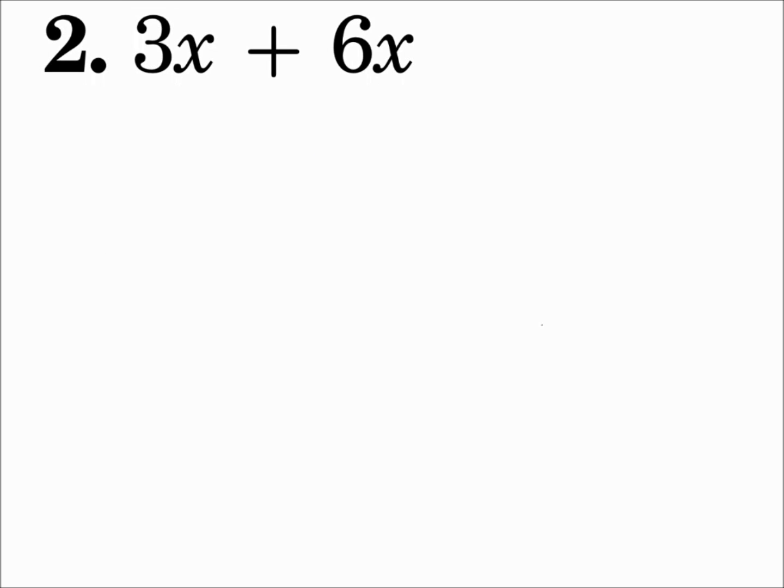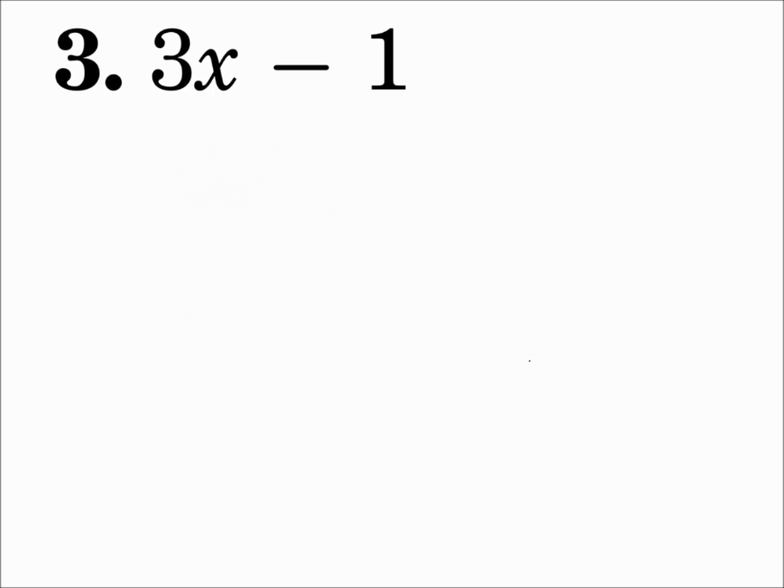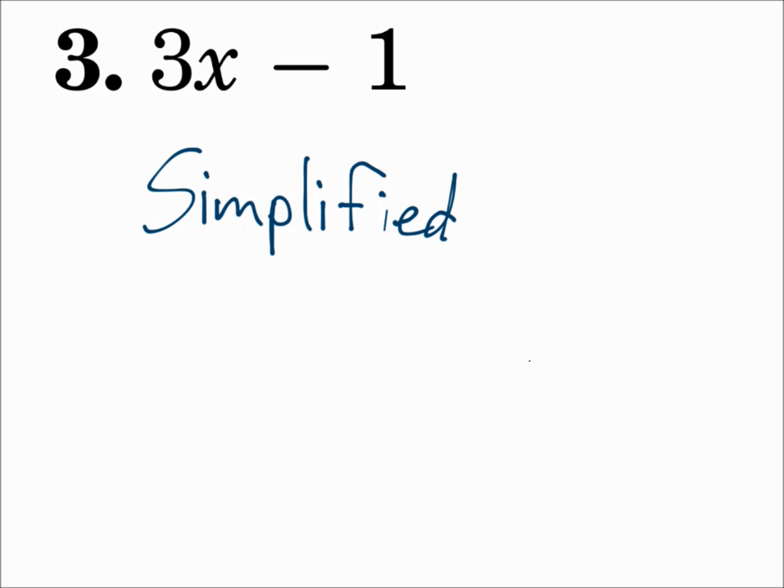Number 2, 3x plus 6x. Well, there are 3 of the x's plus 6 of the x's, giving you a grand total of 3 plus 6 of the x's, which is 9x. Number 3, 3x minus 1. One of these terms has an x and the other does not. These are unlike terms, so they cannot combine. This is already simplified.